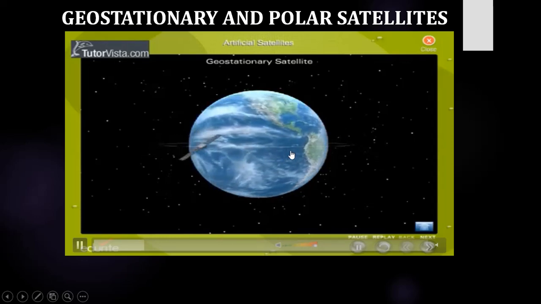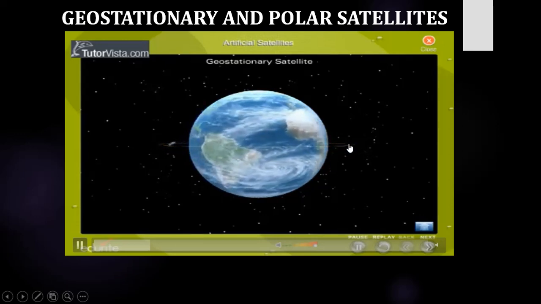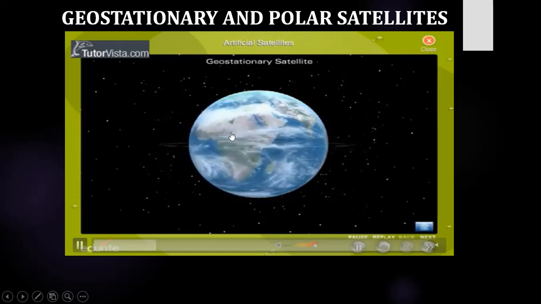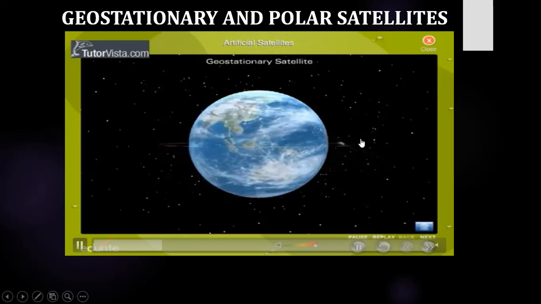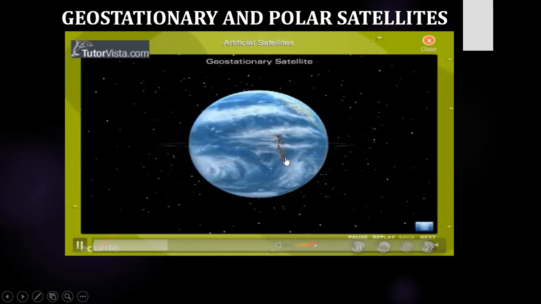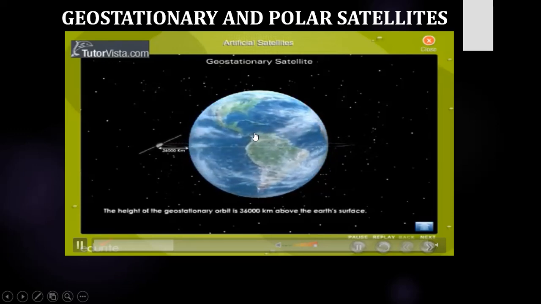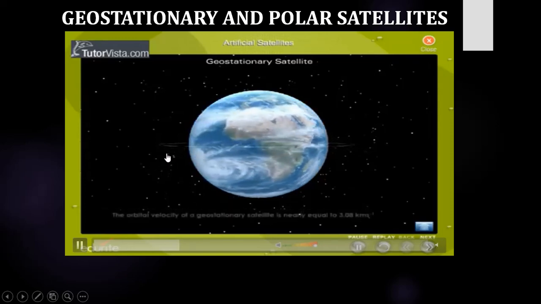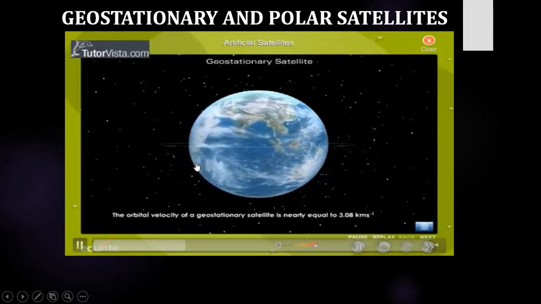This is rotating in the equatorial plane, from west to east. So the satellite is also rotating in the same direction, and it will take the same time to complete one revolution. So we get the impression that the satellite is not rotating. The satellite seems fixed at one point, but actually it is not fixed. The height of this geostationary orbit is approximately 36,000 kilometers.